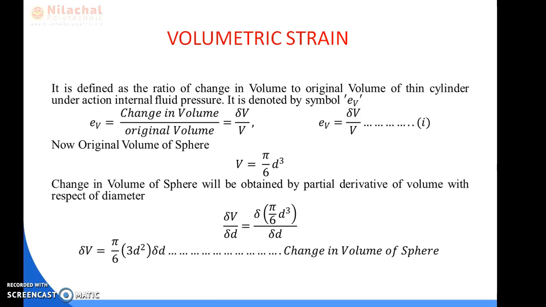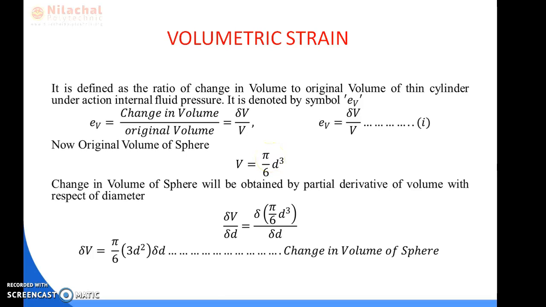Next, go for calculation of volumetric strain. We know that volumetric strain means the ratio of change in volume to original volume of thin spherical shell under the action of internal fluid pressure. So now EV is equal to change in volume by original volume, that is del V by V. Now finding out the original volume of the sphere, V is equal to pi by 6 d cube.